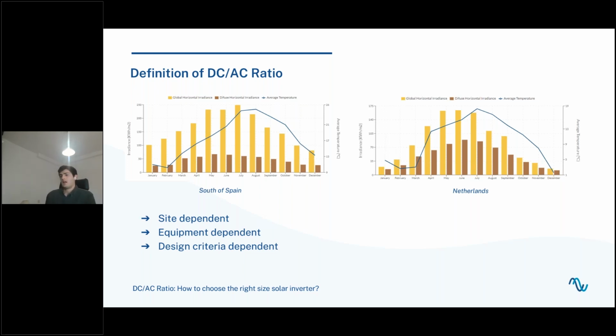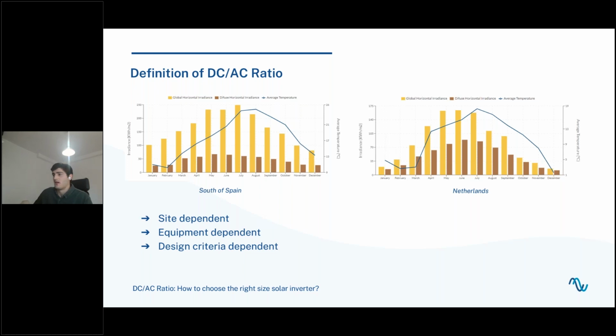Here I have included some of the dependencies that this DC-AC ratio has. First of all, and one of the most important ones, is that this DC-AC ratio will be completely site dependent. Depending on the location in which we are designing the PV plant, we will have some characteristics or others.